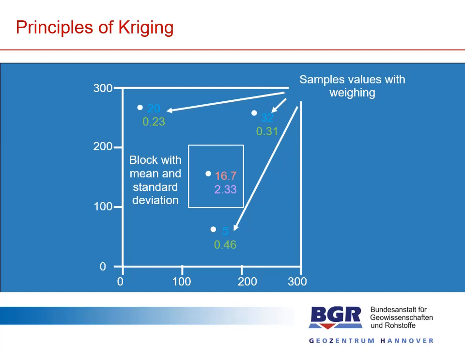So the sample value 20 has a weighting of 0.23, the sample value 32 has a weighting of 0.31, and the sample value 5 has a weighting of 0.46. All three weighting factors sum up to 1 at the end. By applying this, 5 times 0.46, 32 times 0.31, and 20 times 0.23, you get a value, in this case 16.7, with a standard deviation of 2.33. And that is how the kriging method works for blocks from which you don't have sample values.